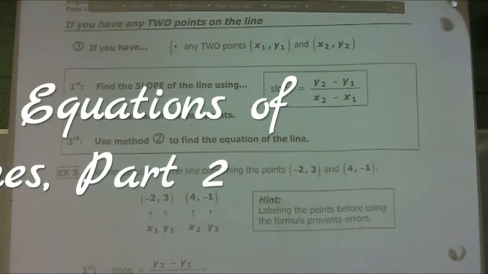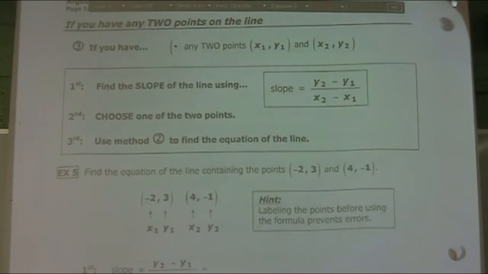So today we're going to find the equation for a line if we have 2 points on the line. We aren't necessarily given the slope, but the good news for us is that we can find the slope if we have 2 points on the line. And in fact, that is our first step. So we have a process for writing an equation of a line if we have 2 points.